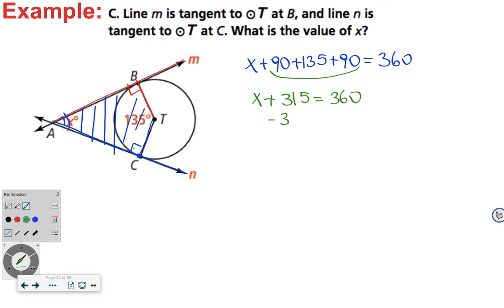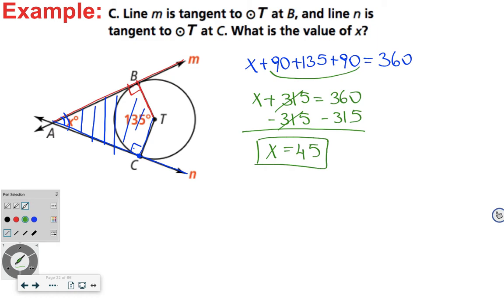If you subtract 315 from both sides, you will get that 45 is the measure of x. And this is your answer.